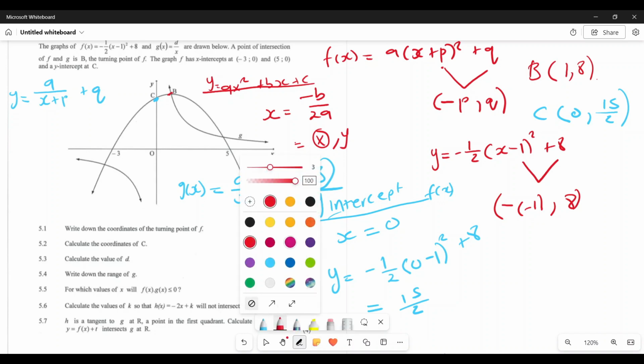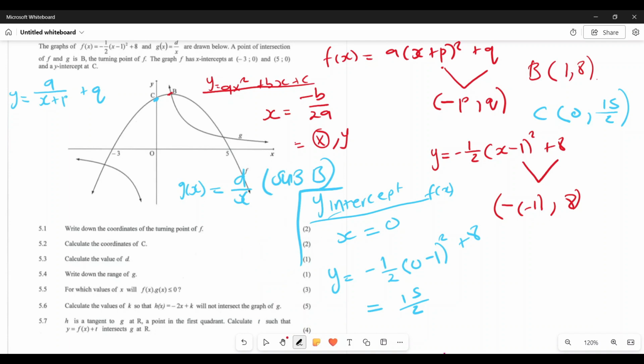So now doing that, my y at B is 8, equal to d over my x at B, which is 1. So d over 1 is the same thing as d. Therefore, my value of d is equal to 8. So my g of x function is 8 over x.